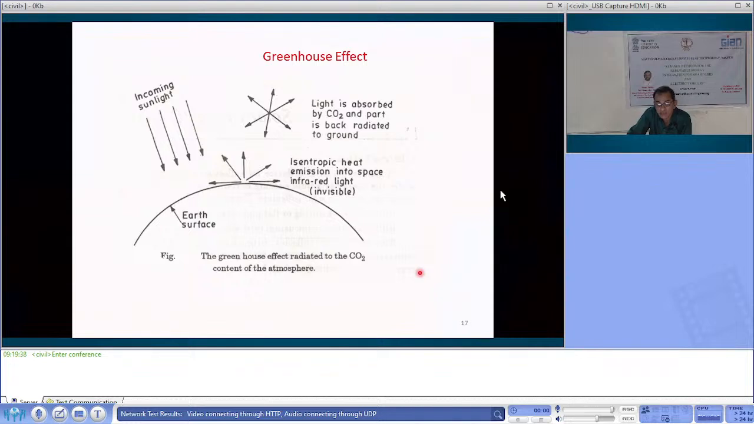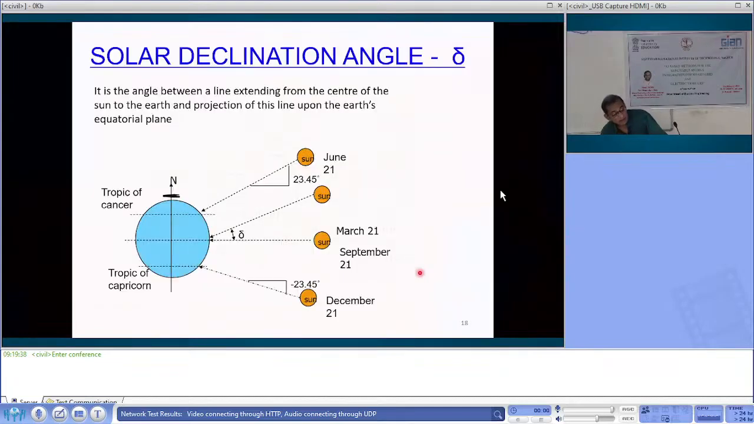This greenhouse gas effect is shown: incoming light reaching the Earth's surface. Then infrared, which is invisible, is emitted from the Earth's surface, and part of it is absorbed by CO2 and part is back radiated to the ground. This is the general greenhouse gas effect that one has to understand, and then some definitions like the solar declination angle.